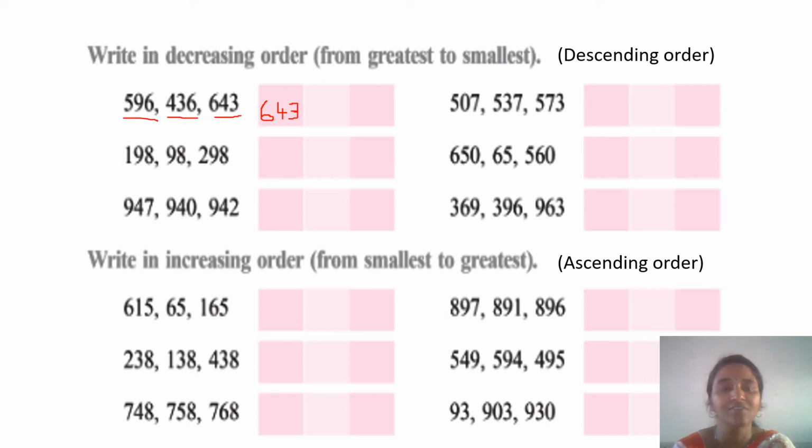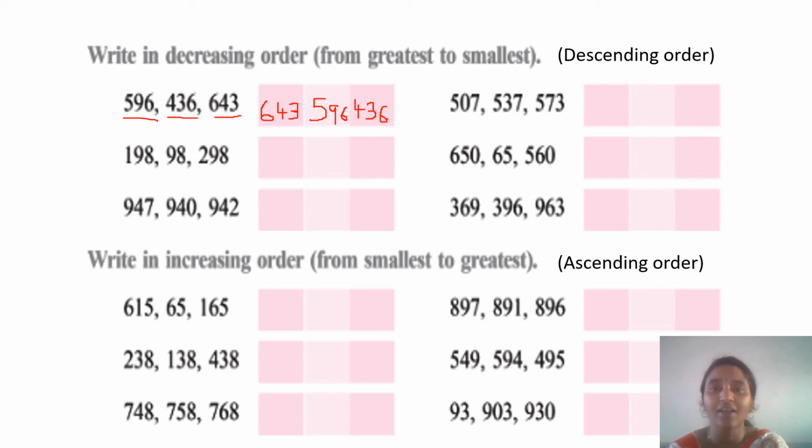After that, which number will come? 596 is your next greater number. After that, which number will come? 436. It is your smallest number. You have to write like this. You have to arrange the numbers from greatest to smallest. Coming to the next question.